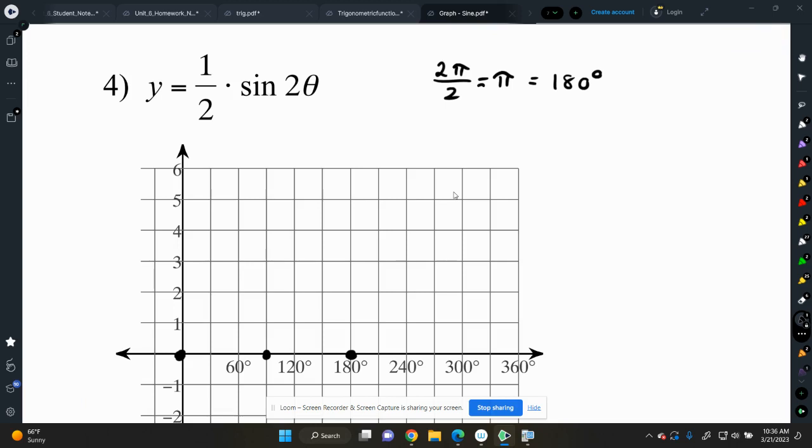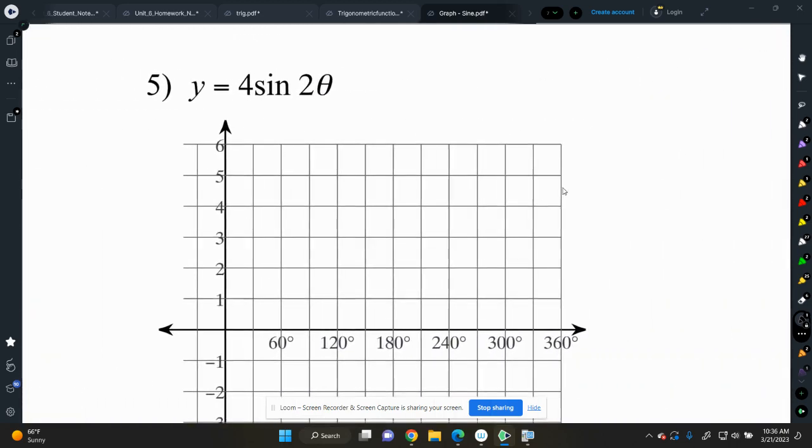And then I've got an amplitude of 1/2 again. So now I've got to kind of estimate. There's my 45 degrees. And there we go. So it looks like that. Are we good? Okay.